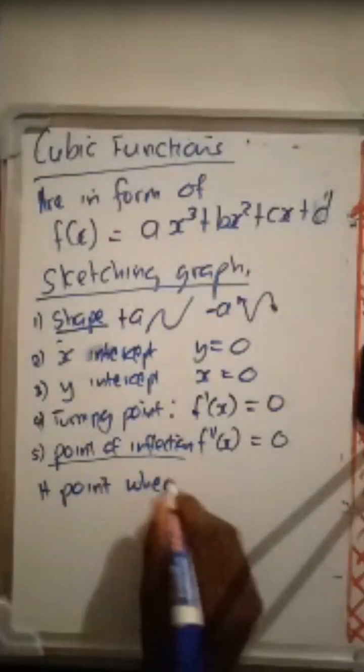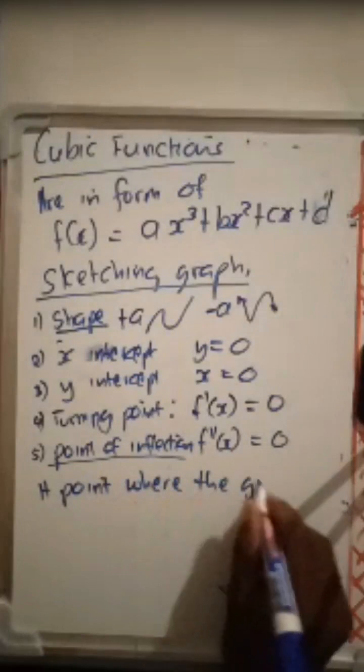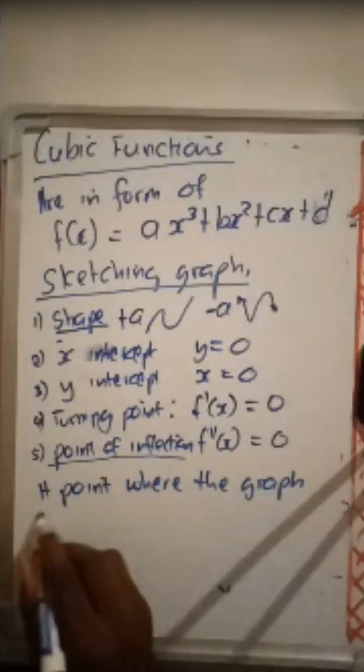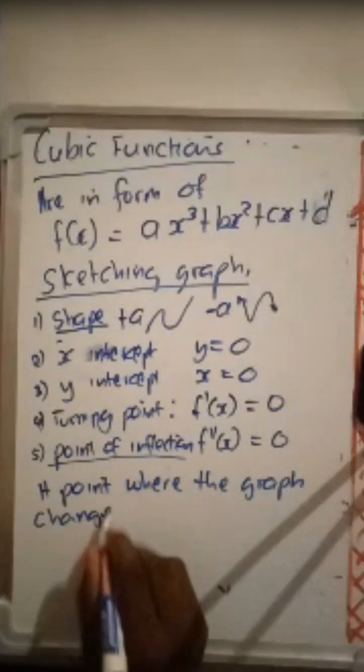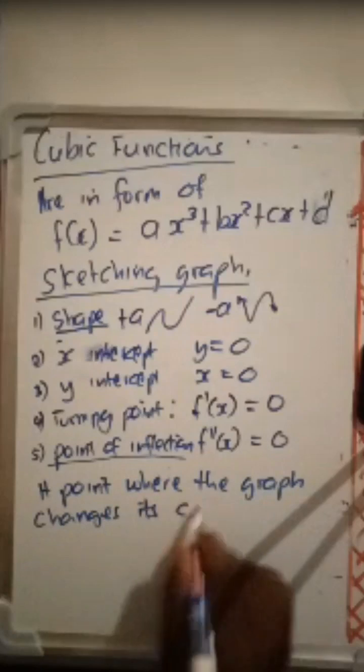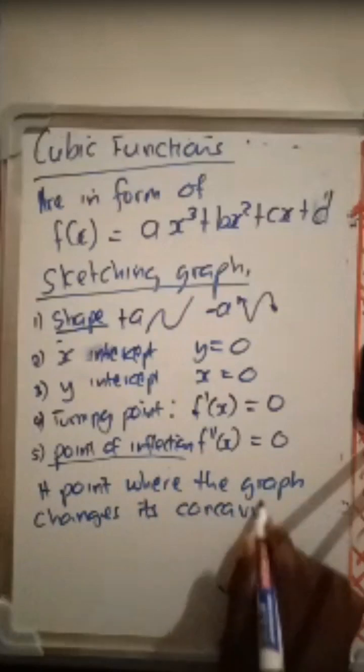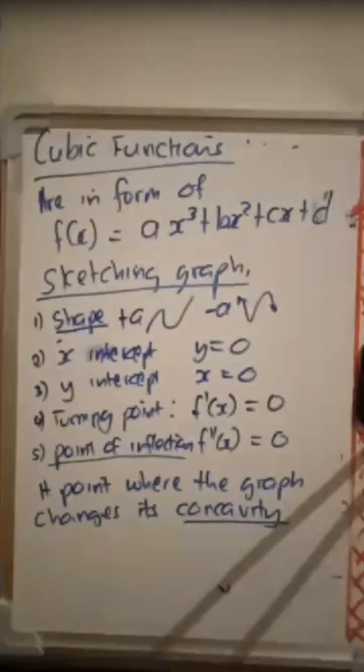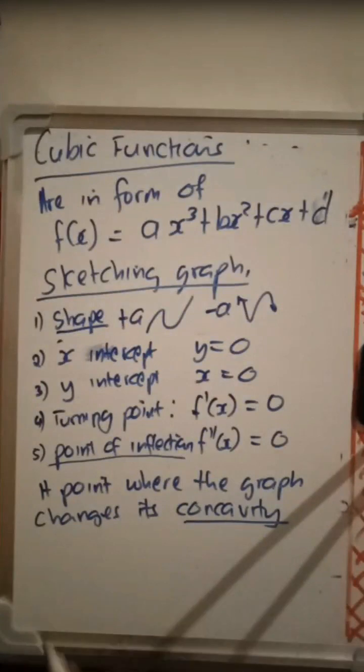where the graph changes its concavity, right? It is where it changes its concavity, right?